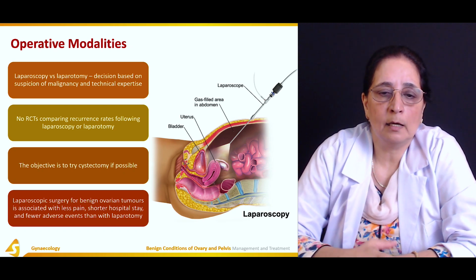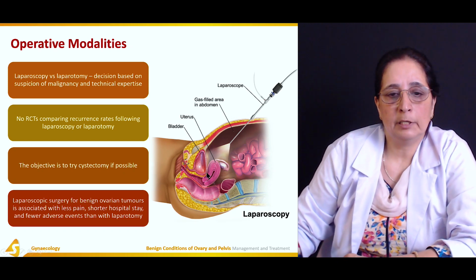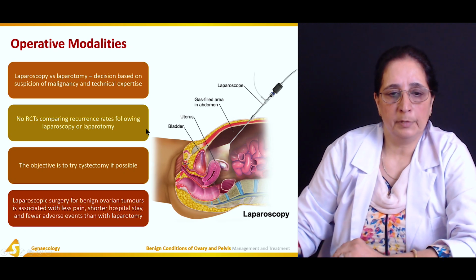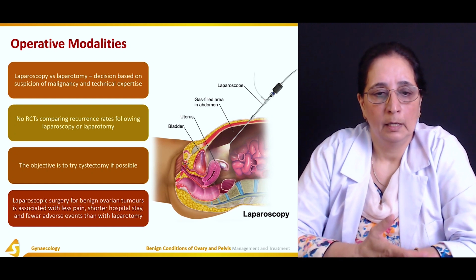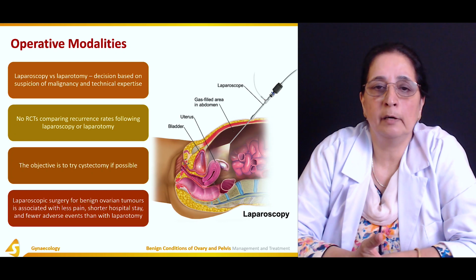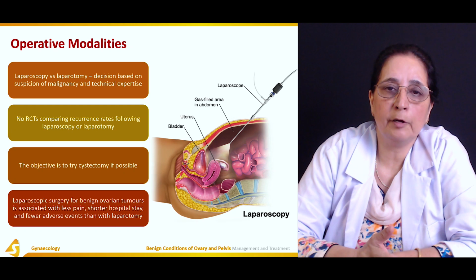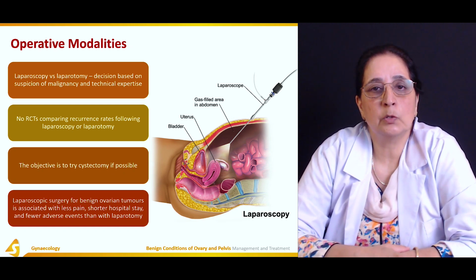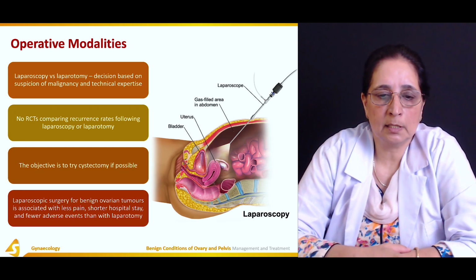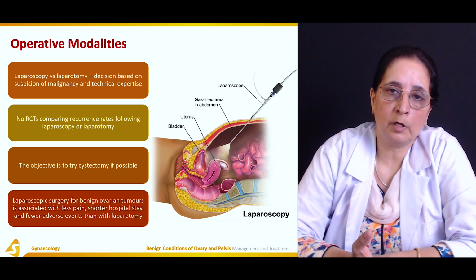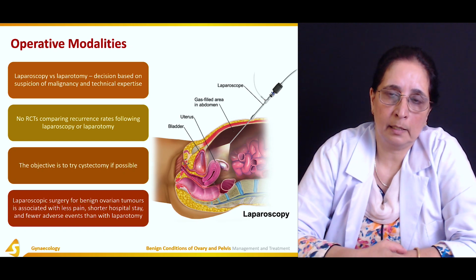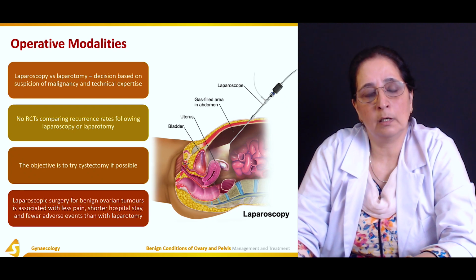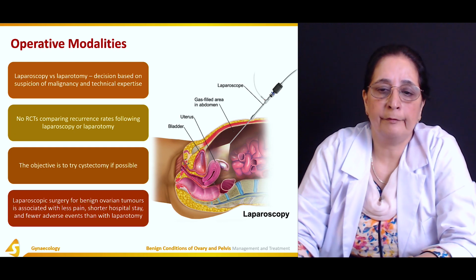There are no routine clinical trials, RCTs, which compare the recurrence rates following laparotomy or laparoscopy. The objective is to try cystectomy if possible. So, the purpose of laparoscopy or laparotomy is, if there is a cyst present and they finally decide that the cyst can be removed, then cystectomy is usually done. Laparoscopic surgery for benign ovarian tumors is associated with usually less pain, shorter hospital stay, and fewer side effects. So as compared to laparotomy, laparoscopy has less stay in the hospital, less pain and fewer side effects. So if the choice depends on feasibility, laparoscopy is usually preferred nowadays.